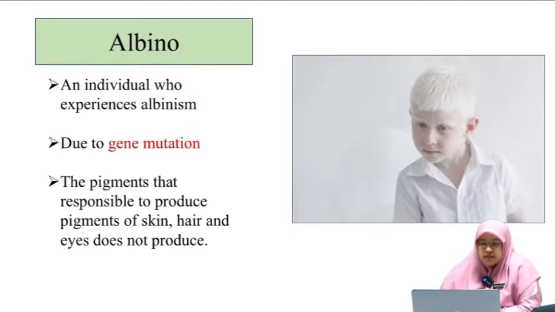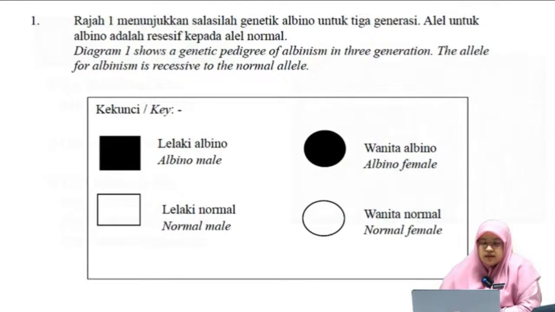So let's see the first question. Diagram 1 shows the genetic pedigree of albinism in 3 generations. The allele for albinism is recessive to the normal allele. The question gives a key: the black rectangle is for albino male, the white rectangle for normal male, the dark circle for albino female, and the white circle for normal female. The key is important for you to identify the pedigree during the essay.